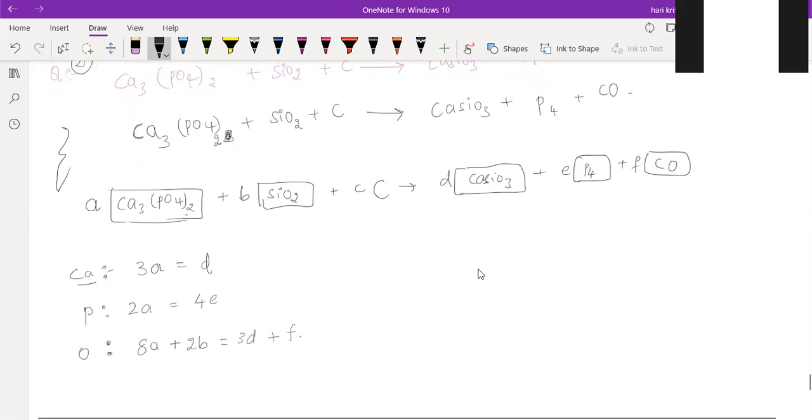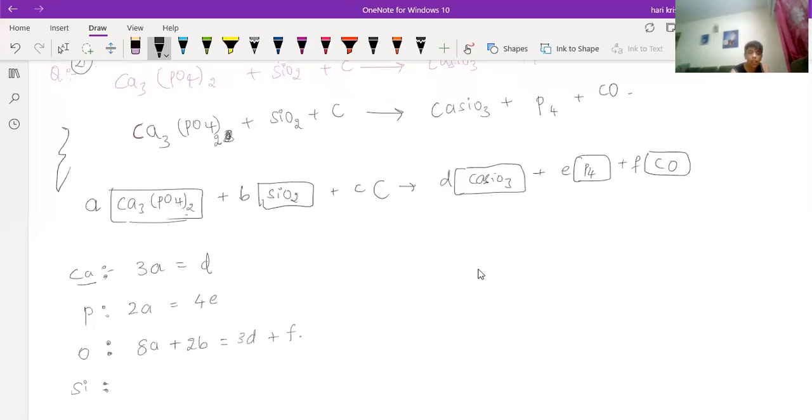Then next we'll go for the silicon. B is equal to D for silicon. Next, what about the carbon? Carbon: C is equal to F. Any doubts in these equations? No, sir.